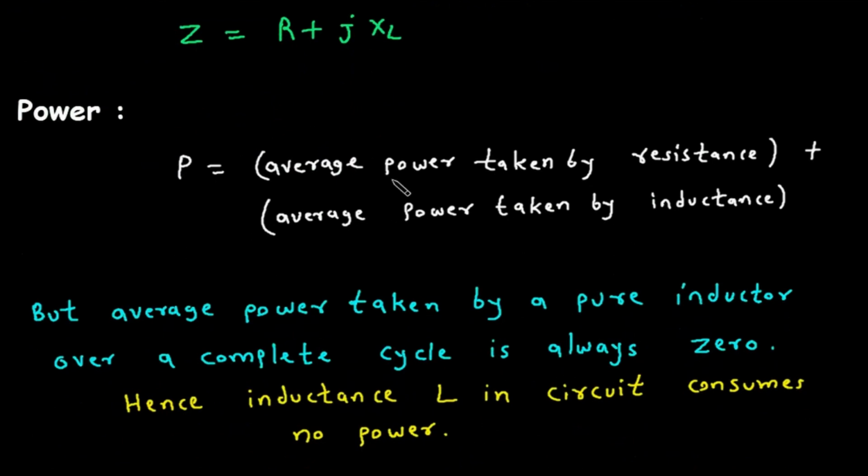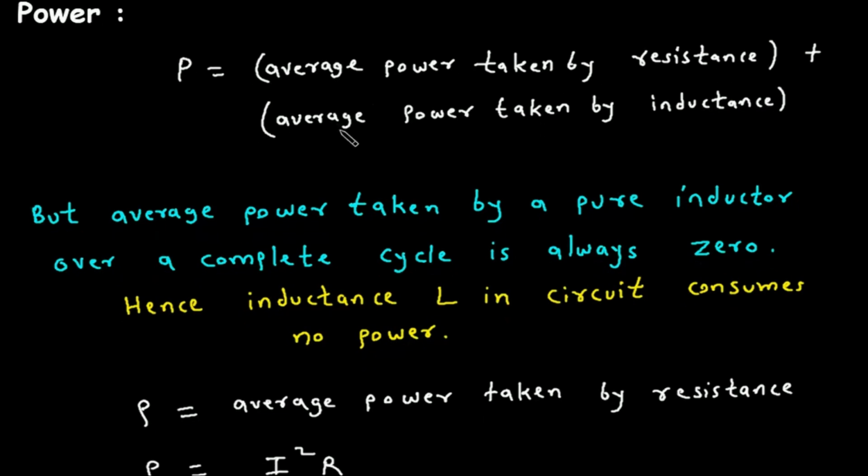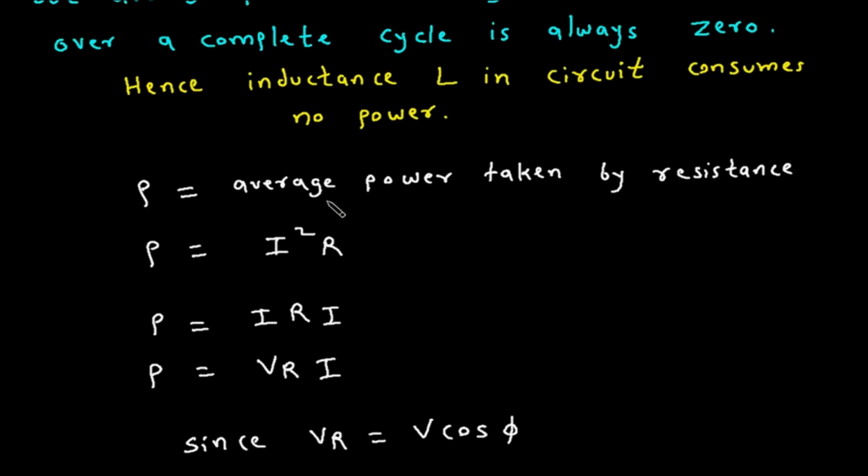Power is equal to average power taken by resistance plus average power taken by inductance. But average power taken by a pure inductor over a complete cycle is always 0. Hence, inductance L in the circuit consumes no power. So this will be 0. So power is equal to average power taken by resistance only. P is equal to I square R, the average power taken by resistance.